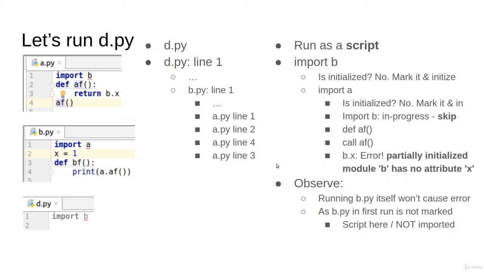What is the problem? The problem is B isn't fully initialized so far. No one knows about this X or this B.F because B was in the progress of initialization, so it wasn't initialized. Now the problem here fails.